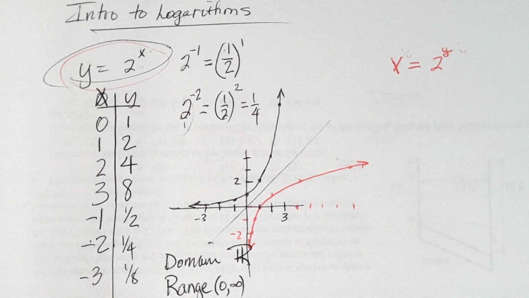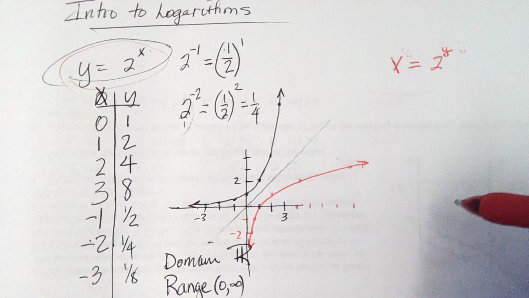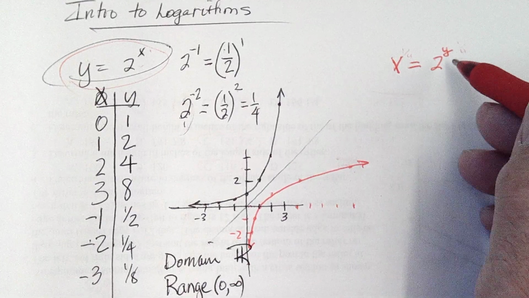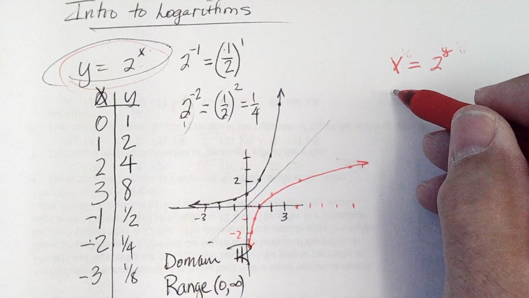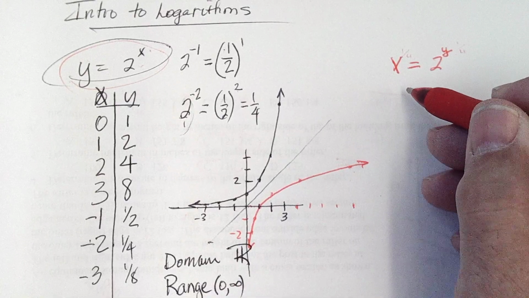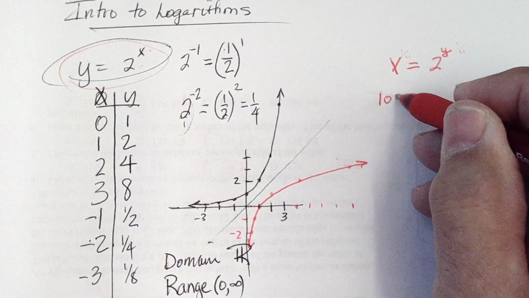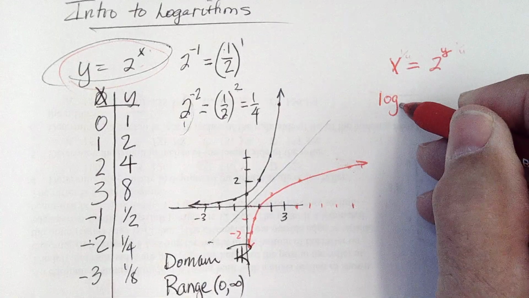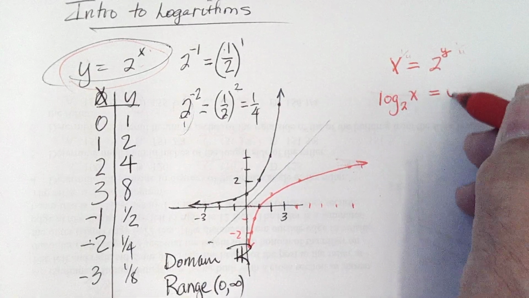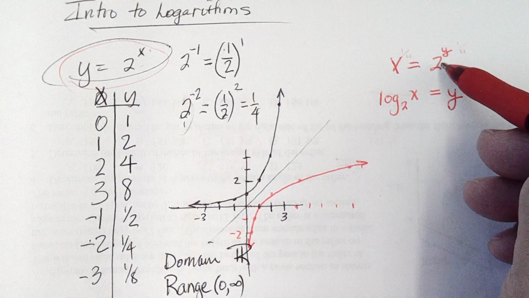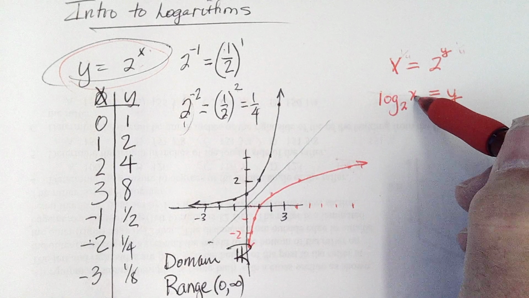In fact, a gentleman from France, Mr. Napier, was looking at these, and he's not sure what he should do. And so he made up something. Just like mathematicians made up the square root of -1 is i, he made up, to what power do I take 2 to get x? And the answer was y. According to this, 2 to the y is x.